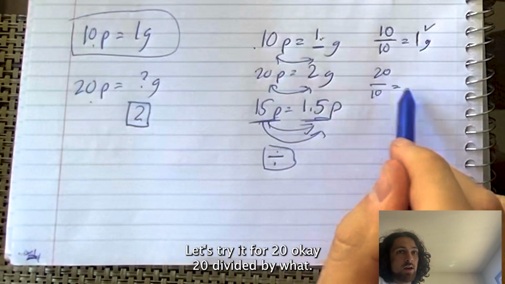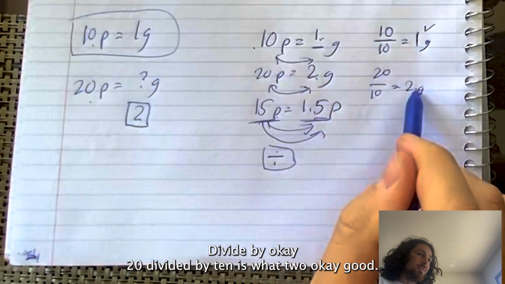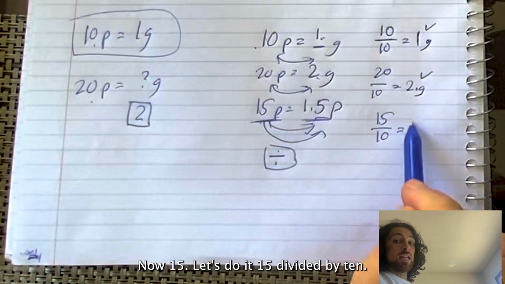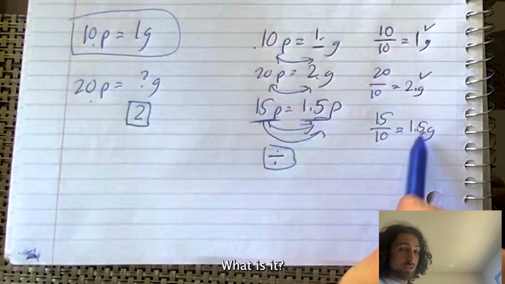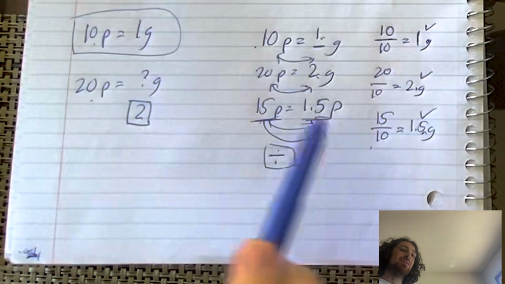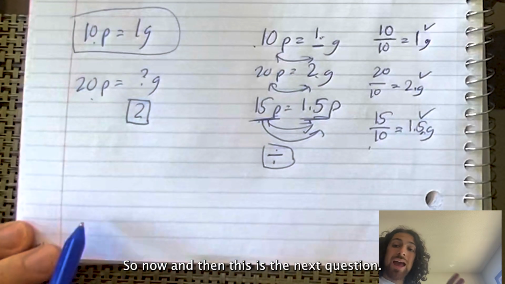Let's try it for 20. Okay, 20 divided by what? Divided by 10. Okay, 20 divided by 10 is what? 2. Okay, good. Does that fit? Yes. Now 15, let's do it. 15 divided by 10, what is it? 1.5. Okay, perfect. Does that fit? Yes, excellent.